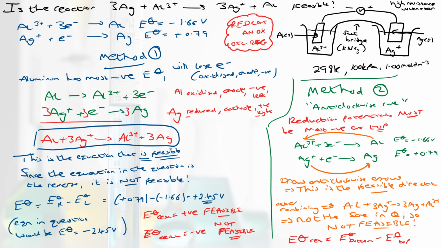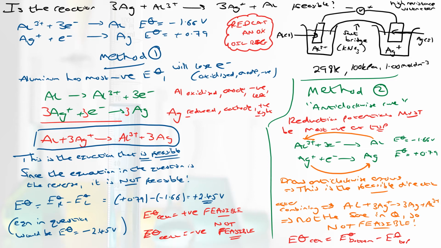But as long as you do have the most negative one at the top, we're going to write down our half equations, and we write these down both as reduction potentials. So we don't actually change the order of the reactions like we've done in that first method. We had to reverse our aluminium equation because it's the more negative, it will lose electrons. Here we keep them as reduction potentials.